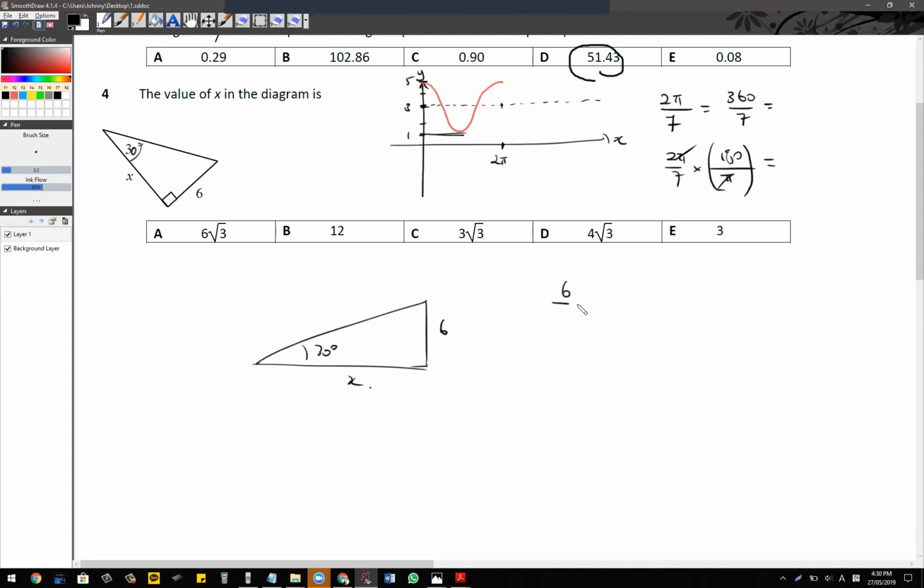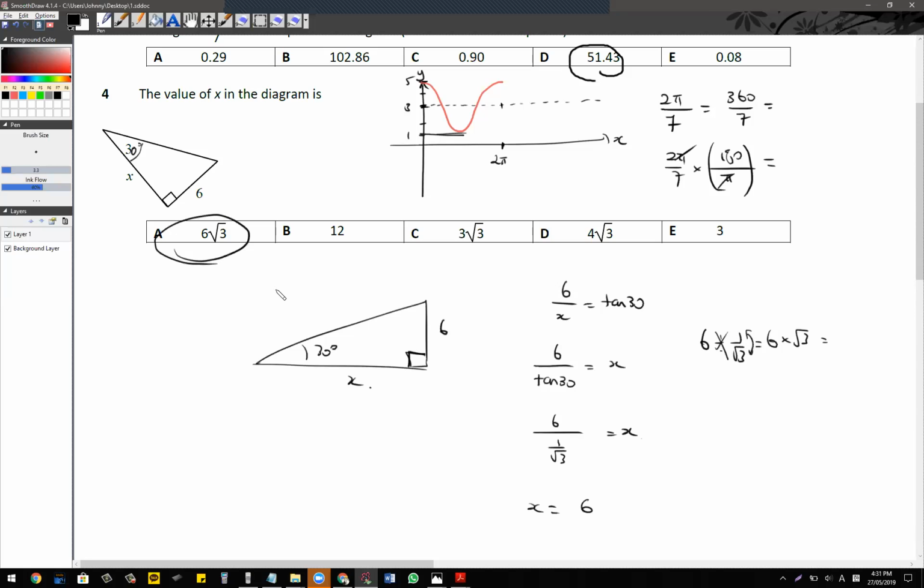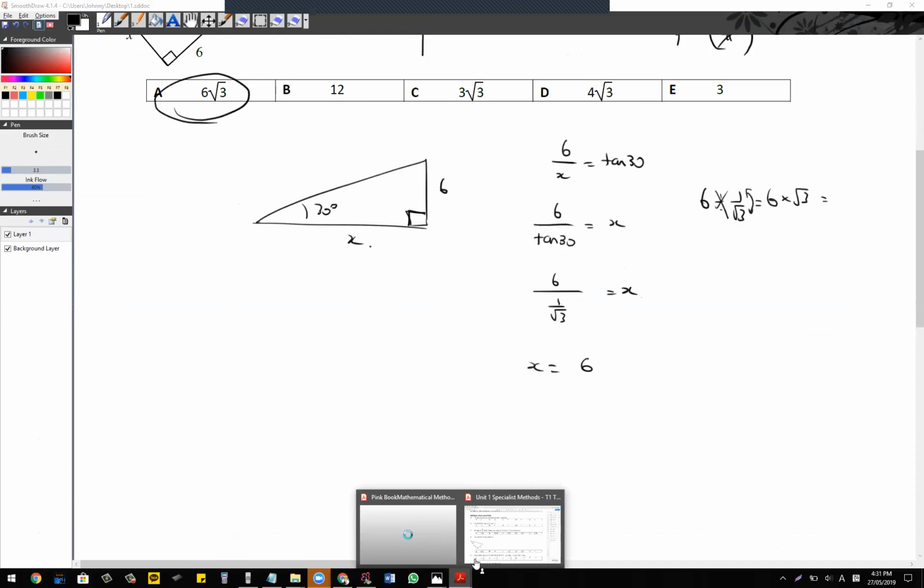So you go opposite and adjacent. Opposite over adjacent equals tan 30. If you ever get a right angle triangle, you don't need to do any sine rule or cosine rule, just simple trig. Sine, cos, tan. So 6 over tan 30 is x, but tan 30 is 1 over root 3. What's 6 divided by 1 on root 3? That's 6 times root 3. You need to swap these two and turn it into times. Then you get 6 root 3, which is this one here. Okay, now moving on to the next question.